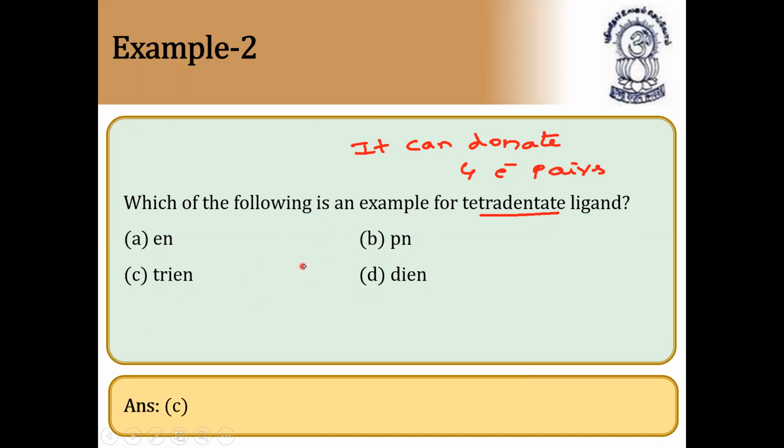Trien is nothing but triethane-1,2-diamine. So this is the answer. It is nothing but a tetradentate ligand. I hope you understood clearly. Next question. We'll move to the next question.